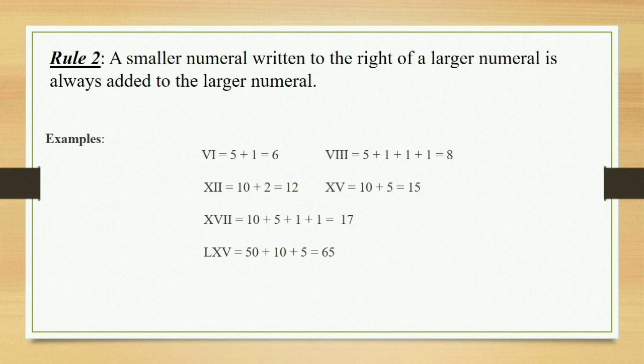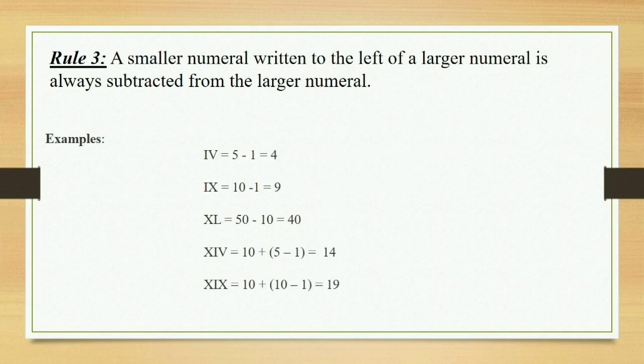Now rule 2. A smaller numeral written to the right of a larger numeral is always added to the larger numeral. For example, VI. I is smaller than V and written to the right of the V. Hence, we will add 1 to the 5. Which is 6. And the same is done for the rest of the examples.